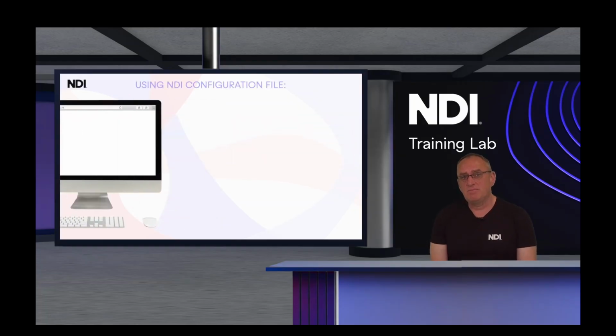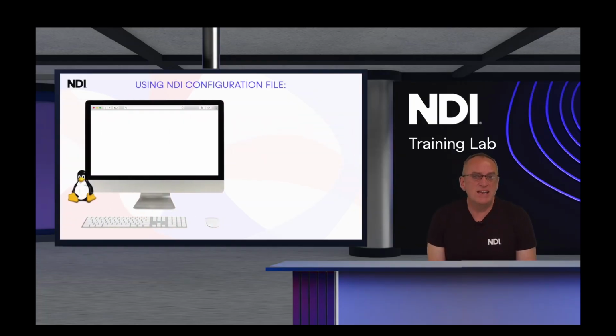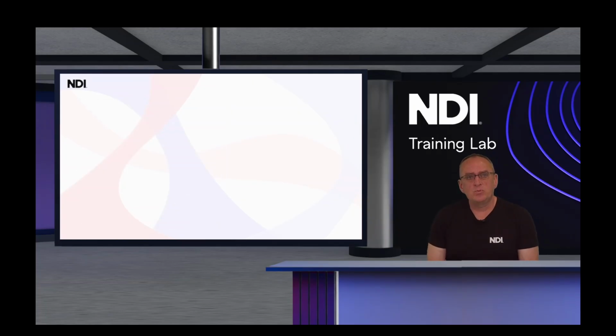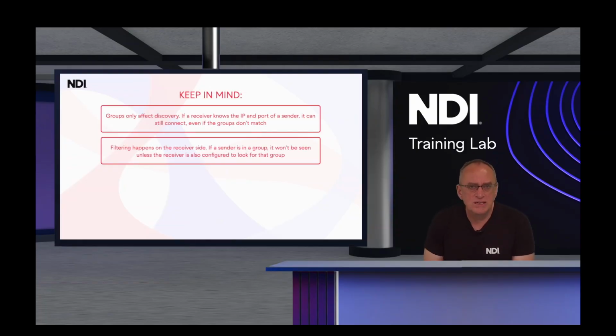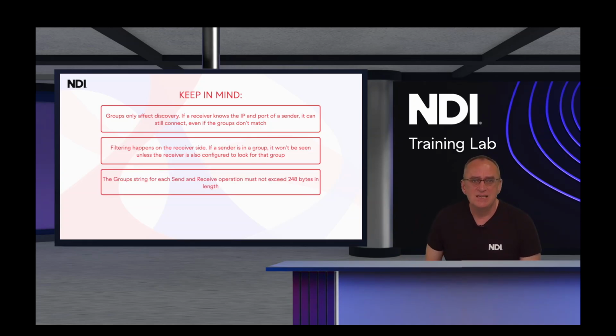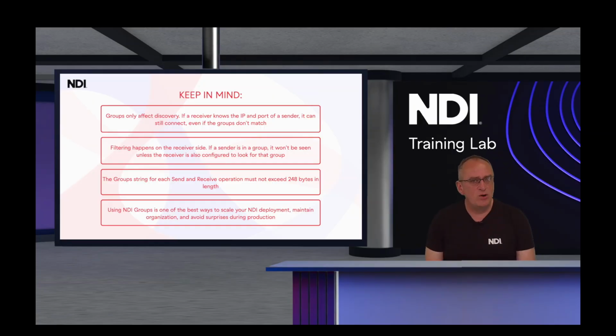They can also be configured manually via the config file in a Linux environment, for example, using JSON commands like this. Remember, groups affect visibility, not security. And discovery filtering happens at the receiver, where the group string must not exceed 248 bytes. In short, groups are really simple but really powerful, and they're perfect for structured scaling.